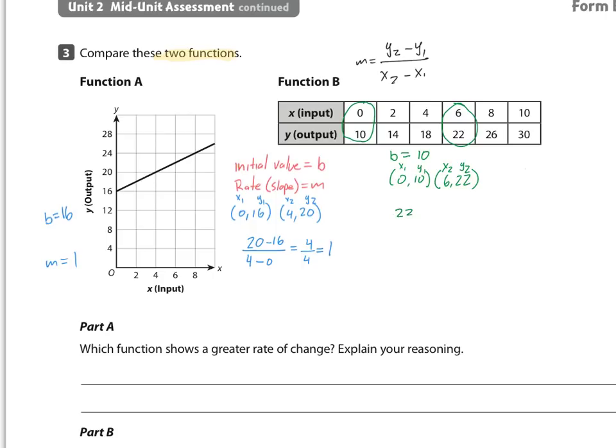We have 22 minus 10 divided by 6 minus 0, and that's going to give us 12 over 6. And now we can simplify that, and that's going to give us 2. So our slope for our function b is going to be 2. If we need to compare, we need to see which one is bigger or which one is smaller, and if they have anything that is the same.